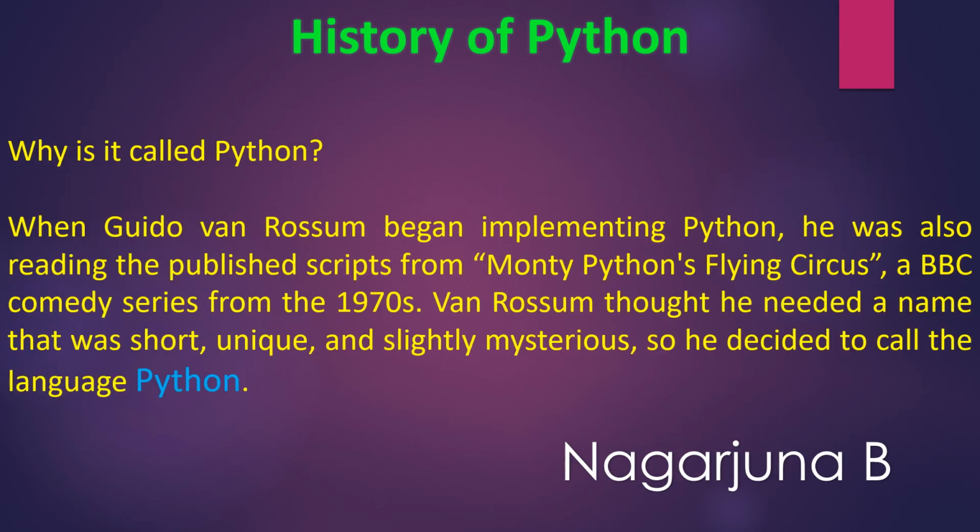Why is the new programming language called Python? As you know, Python is the name of a snake, right? So when Guido van Rossum began implementing the Python programming language, he was also reading the published scripts from Monty Python's Flying Circus, a BBC comedy series from the 1970s. So he needed a name that was short, unique, and slightly mysterious. So he decided to call the new programming language Python.